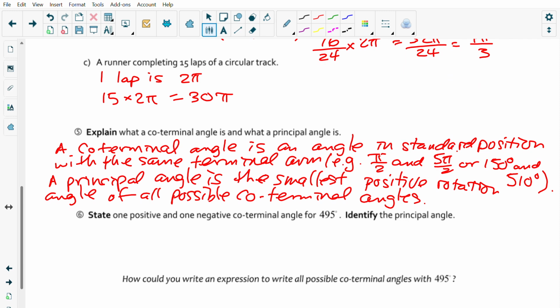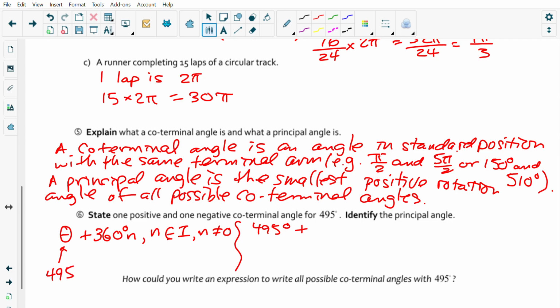State one positive and one negative coterminal angle for 495 degrees. Identify the principal angle. So remember our general form in degrees, theta plus 360 degrees times n. I like to use this integer method. So n is an element of all integers where n does not equal 0. So 495 degrees. Let's plug 495 right here. This is where 495 goes. And pick values for n.